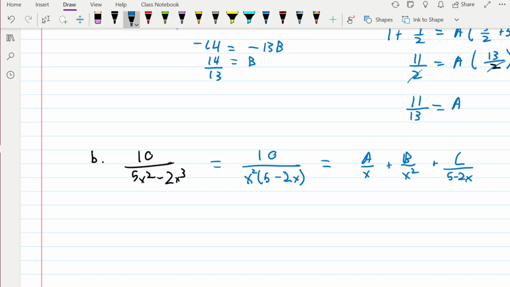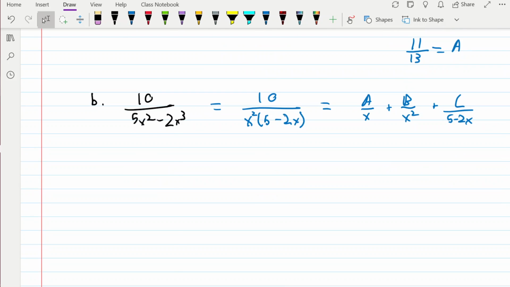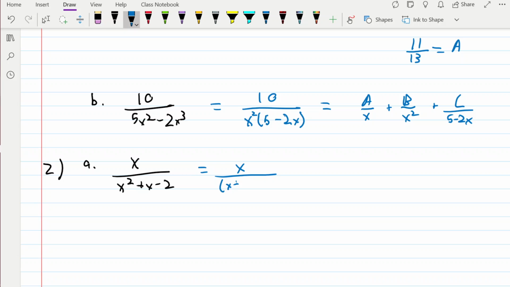All right, now we can go on to number 2, in which we just need to find the form. And there is no answer checking on this one. So for A, we got x over x squared plus x minus 2. So that is going to become x over x, let's see, how can we do this? Oh yeah, x plus 2 times x minus 1. And that's going to equal a over x plus 2 plus b over x minus 1.